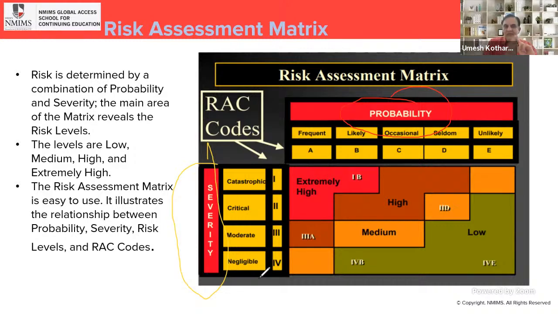Now, when you look at these two together in your framework, that's when the output comes. So if something is in A B as probability, which is here, and it is in catastrophic and critical, which is there, then it is going to be labeled as extremely high, which means all your resources have got to be working in that direction.